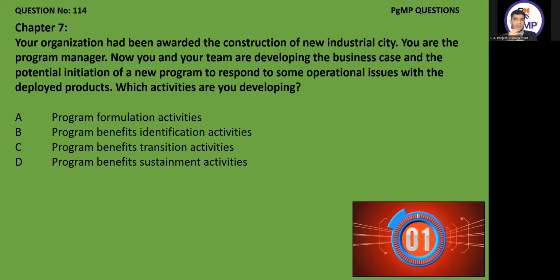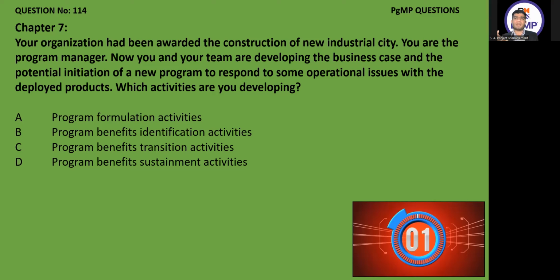What is the keyword here? Business case, with the deployed products. So benefits are already delivered. In the benefit sustainment phase, you can initiate a new program to keep things operational. You are dealing with operational issues, the product is already deployed, and you have already delivered your benefits. How can you be in the program formulation phase?